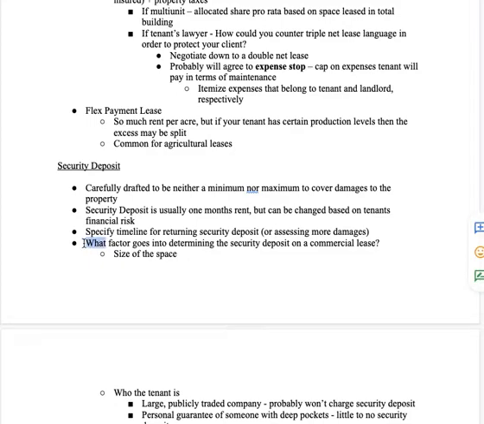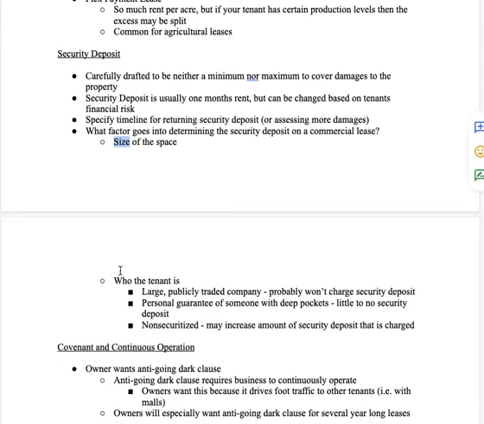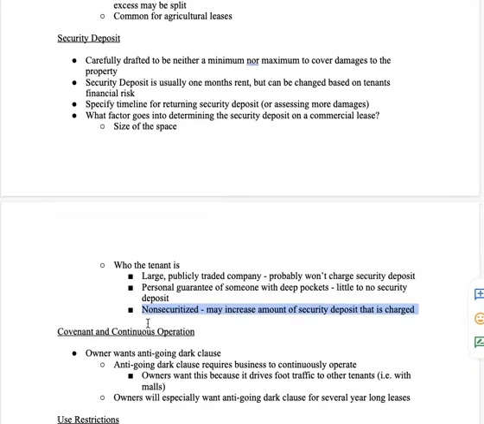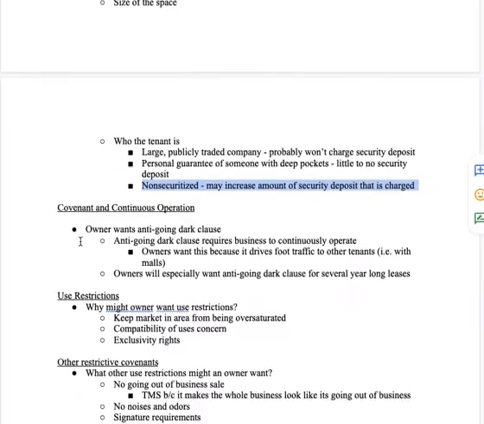So what factors go into determining the security deposit on a commercial lease? So one, you might have the size of the space. Two, you might ask who's the tenant. So if you're a landlord and you're leasing to a large publicly traded company, you probably won't charge a security deposit. If you have a personal guarantee from maybe an owner of an accounting firm or something, and that owner has deep pockets, maybe you have little to no security deposit. And if there's no security deposit, you may increase the amount of rent that is charged. That could be a trade-off you could bargain for.